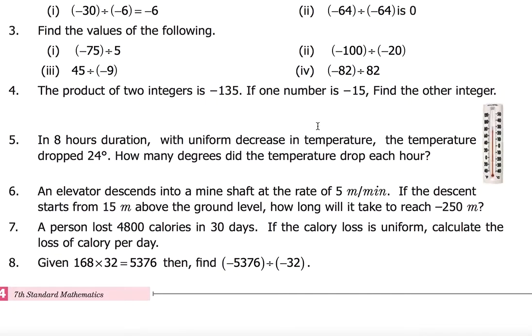The product of two integers is minus 135. One of the numbers is minus 15. Find the other integer. The answer is 9.